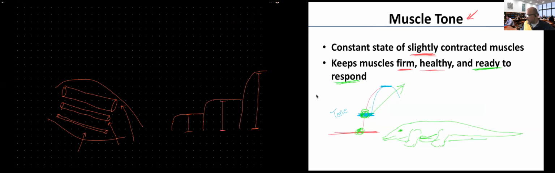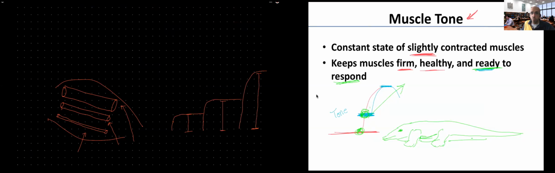Remember, rather than starting a muscle contraction from scratch, you're going to start at a state where you've got a partial contraction in your muscles. This will make it easier for you to perform the degree of contractions that you want from your muscles.